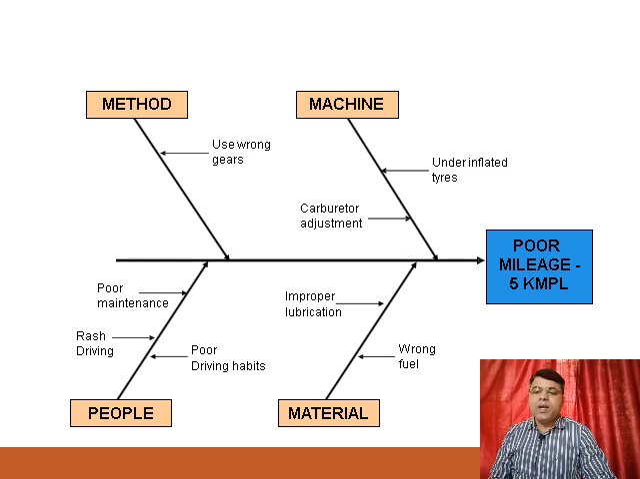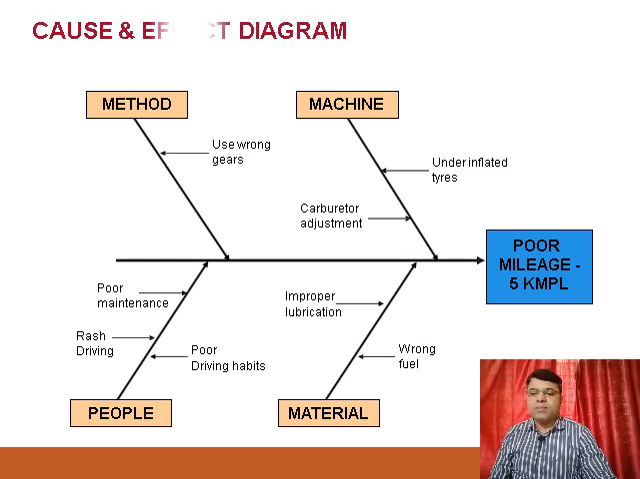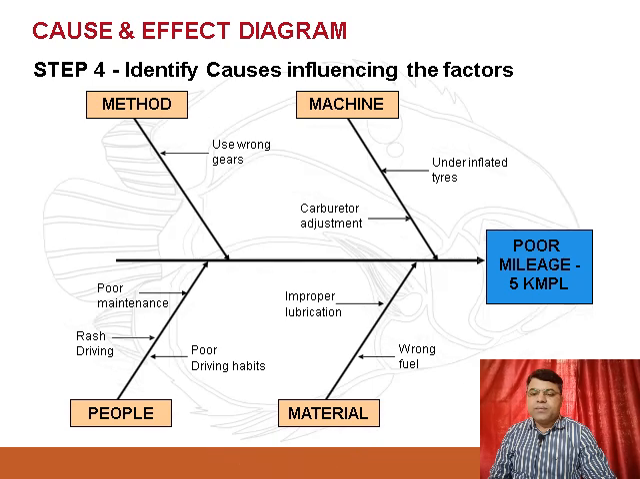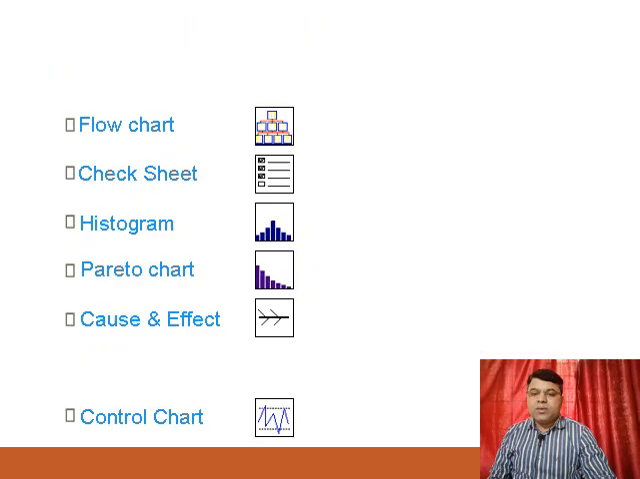So by using all these categories, we can find out the probable root causes, and after these probable root causes, we have to check directly on the field what the actual root causes are by using this data, and then we have to go for further analysis of the problem. So the cause and effect diagram is an important tool in the 7QC tools.